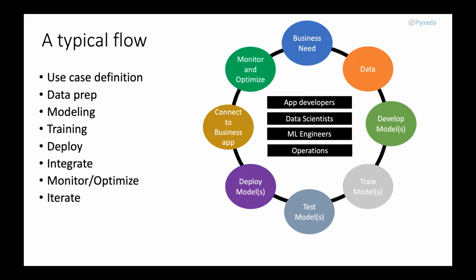So a typical flow goes through something like a use case definition, data prep, modeling, training, deploying, integrating, monitoring, and optimizing, and then further iterating. Generally speaking, there have been trends in the last decade, like the democratization of AI or the automation of machine learning, that have made the first 3 or 4 stages of this life cycle more accessible to more people.